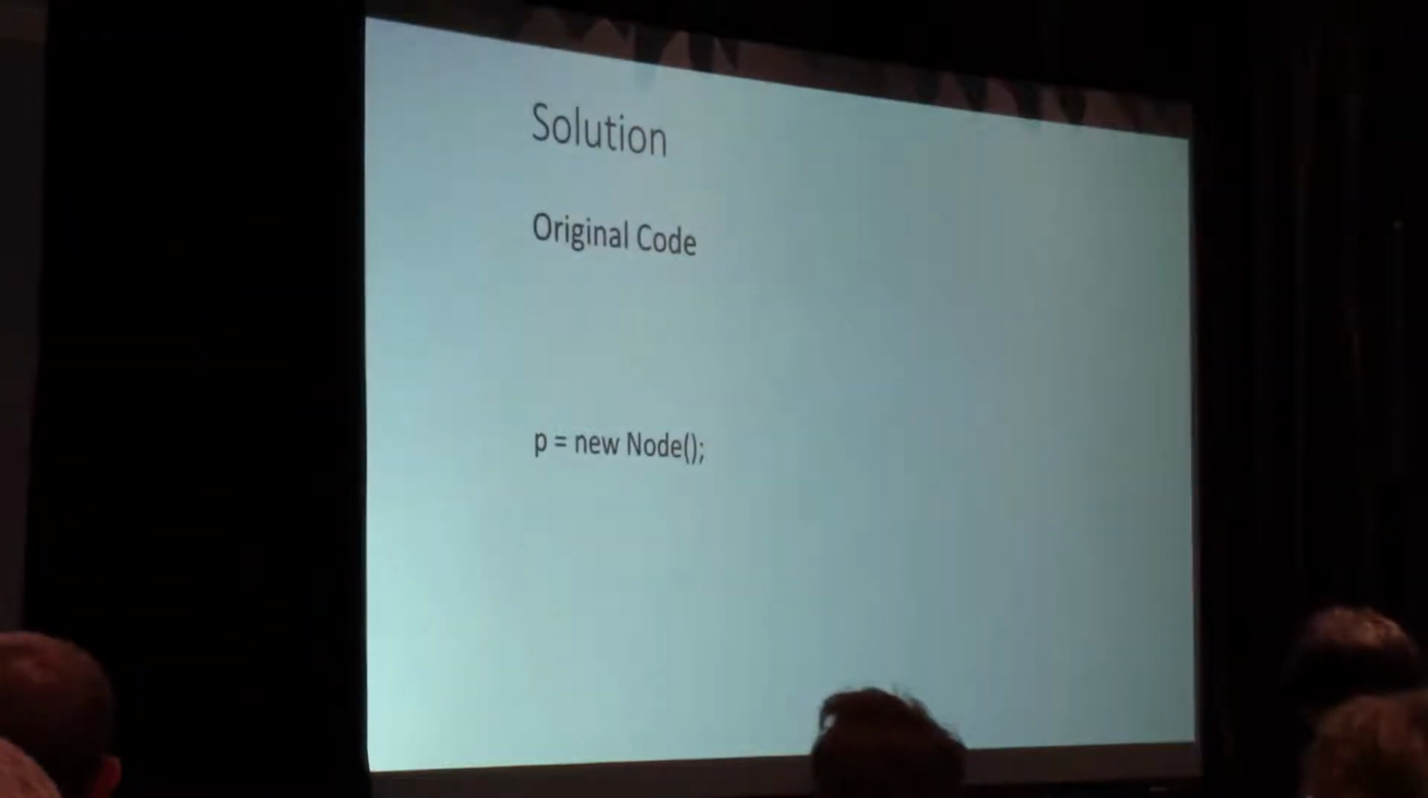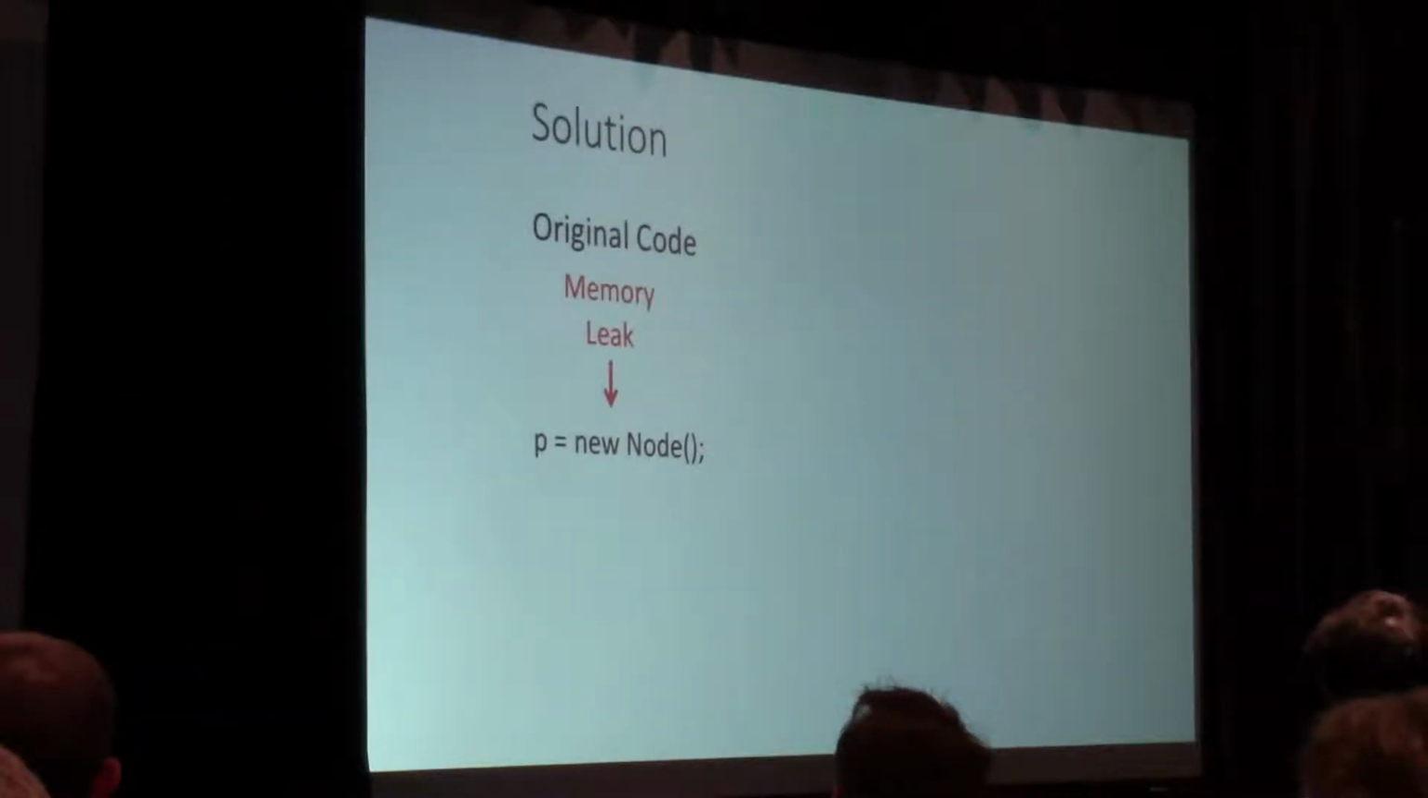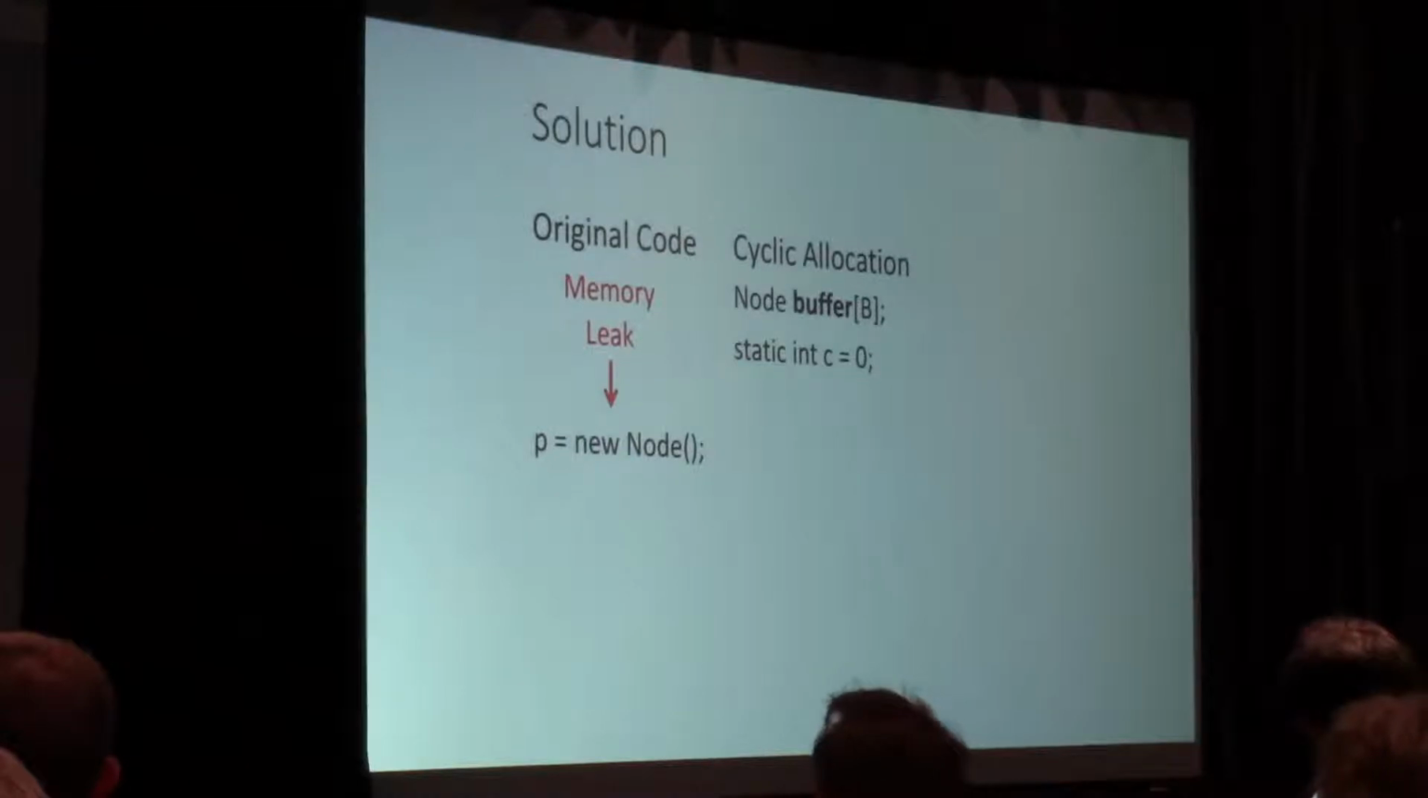So let's say you have a leak at this original code where you allocate a node. Everybody with me? Here's what you do. You say, I'm going to have a buffer. That buffer is going to hold all of the objects that are ever allocated in that node. And here it is. It's 3-bit. You get 3 objects. That's all you ever get.